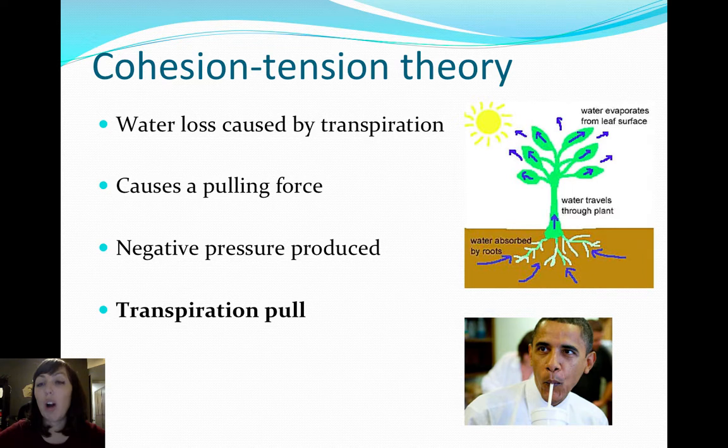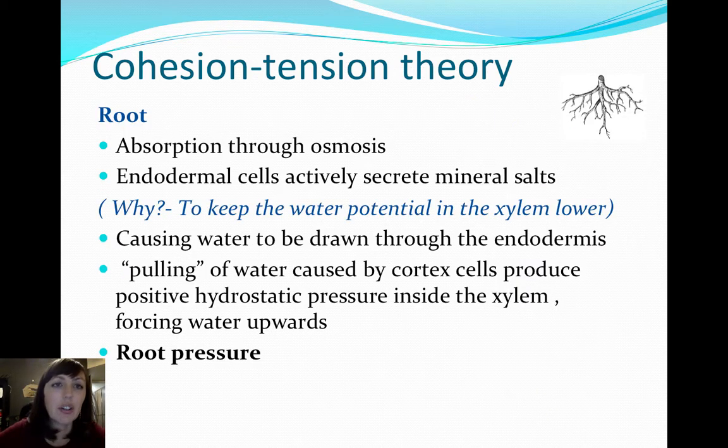This is where water is evaporating from the leaf surface. It is creating this tension and this pull. And through hydrogen bonding, which is the cohesion, it creates a tension where the water is moving upwards against gravity and out towards those stomata. Okay, so the cohesion-tension theory.